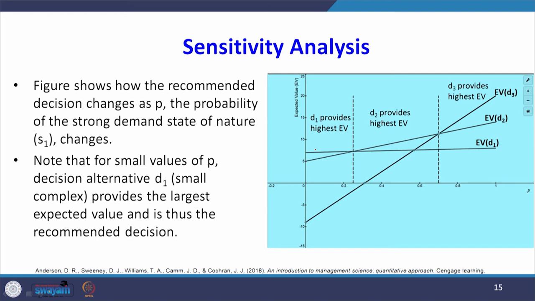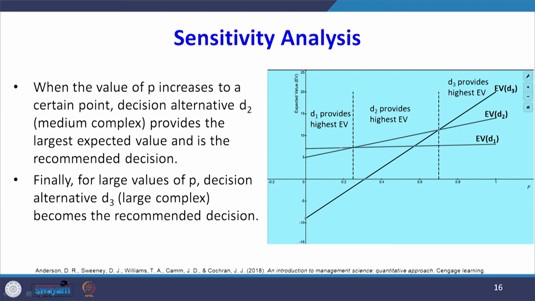So, the figure shows how the recommended decision changes as P, that is the probability of strong demand, state of nature S1, changes. Note that for a small value of P, decision alternative D1, that is a small complex, provides the largest expected value. See, this is the top of these lines, which one? EVD1, and is thus the recommended decision. When the value of P increases to a certain point, in the range 0.25 to 0.7, D2 is the best decision because it provides the largest expected value. Finally, for large values of P in this range, decision alternative D3 becomes the recommended decision because this comes on the top. So, here this is on the top, here this is on the top.